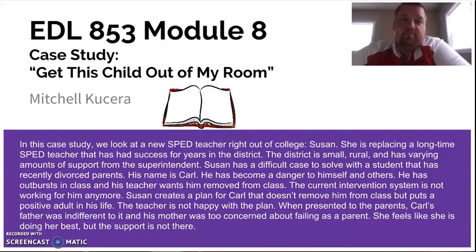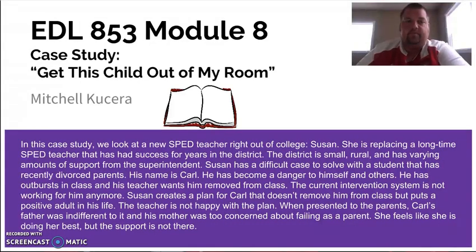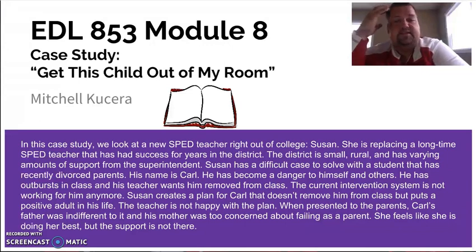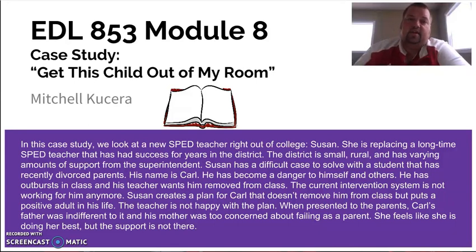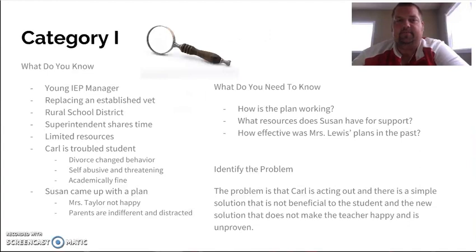When Susan comes up with a plan for Carl, his teacher is not happy with it. She wants him to move into the resource room and get out of the classroom. Susan believes that Carl deserves a better education and has a better plan for him. She feels like she's doing her best, but the support's not there.